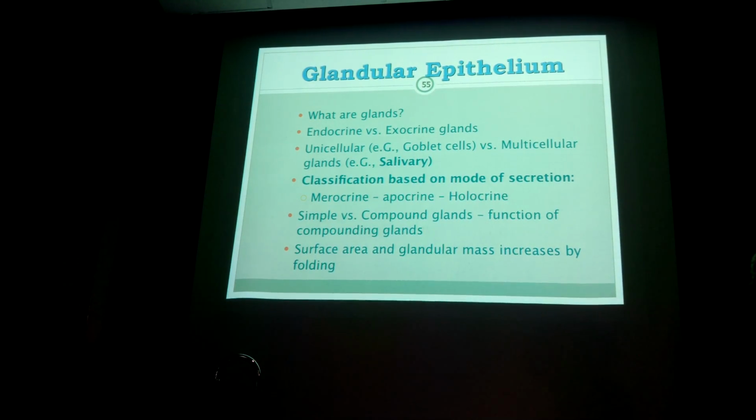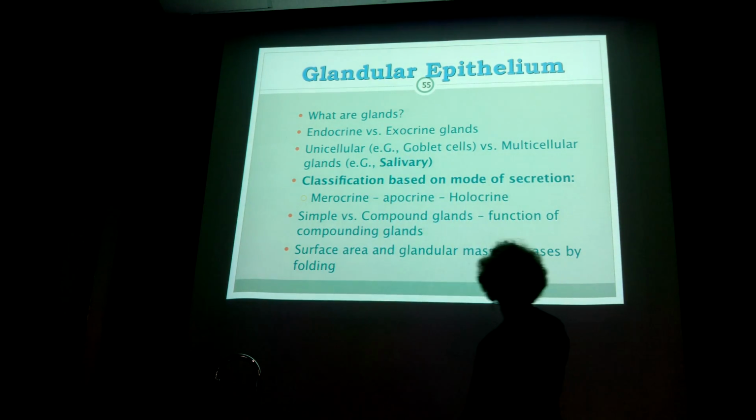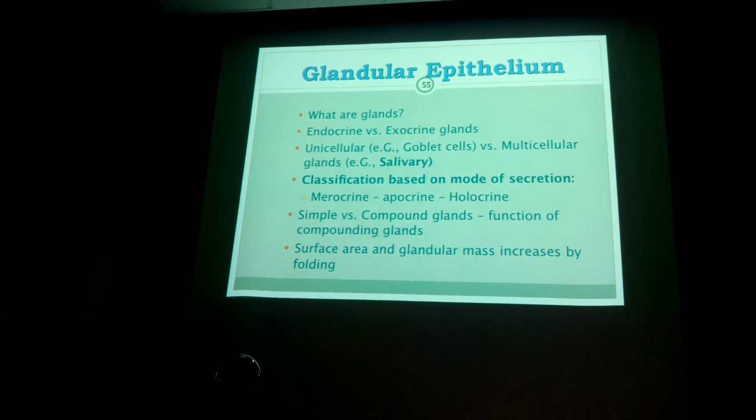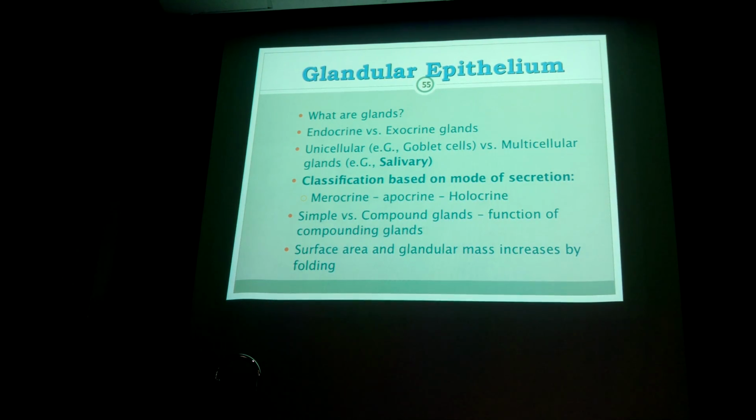And then we would have simple versus compound. We can increase the glandular mass of something by folding. So we see sometimes glands with this kind of folded look, like those plants. That might be an example of a folded sort of appearance of a gland. I'll show you a picture here in a minute.